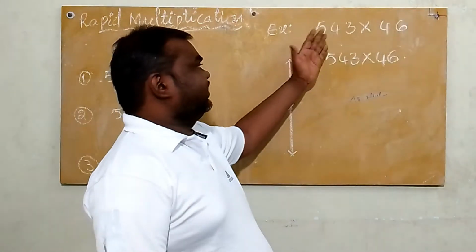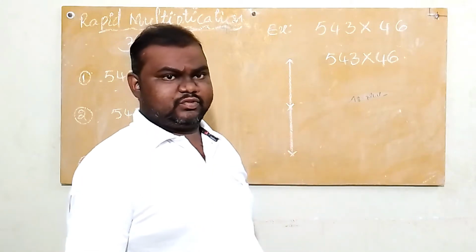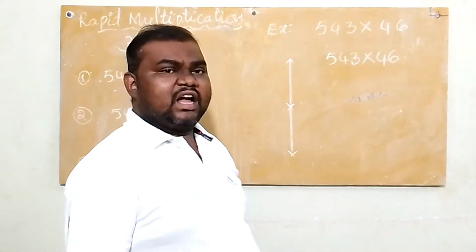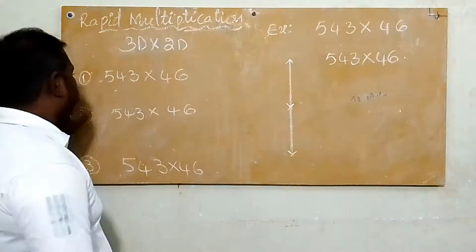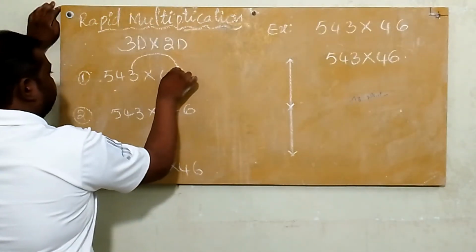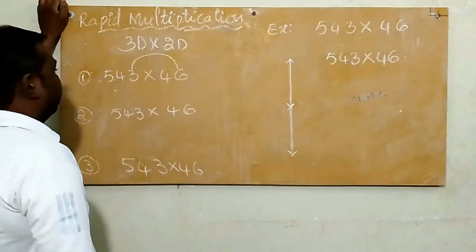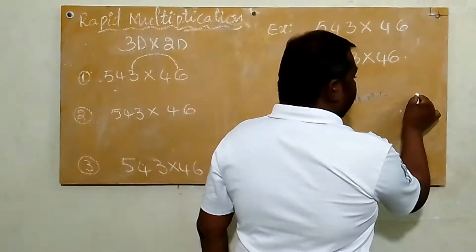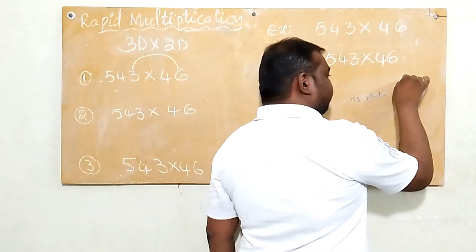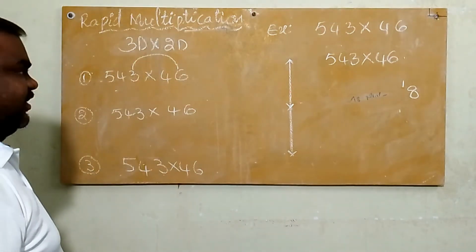To multiply this 3-digit number by a 2-digit number rapidly, we have three steps. What are the three steps? Let us check. Step one: first, we want to multiply both end numbers, from the left side. Both end numbers, 3 times 6 is 18. Now write: 18 is a 2-digit number, so write 8, and 1 you can write very small at the left side of the number 18.